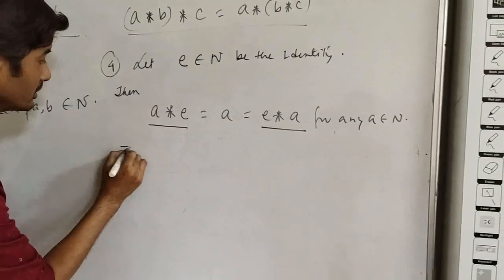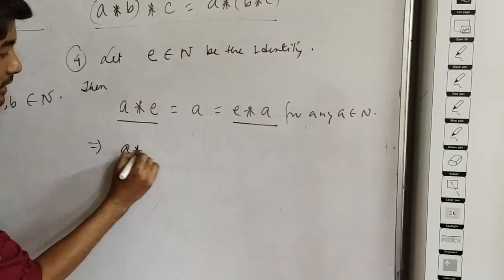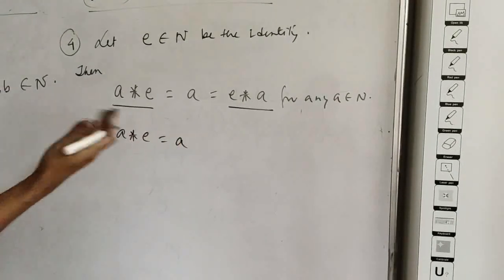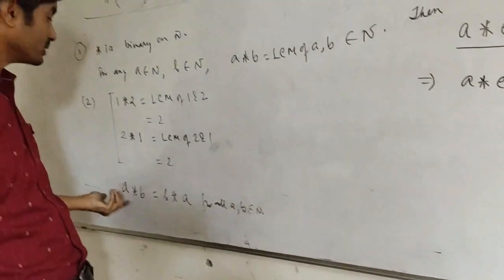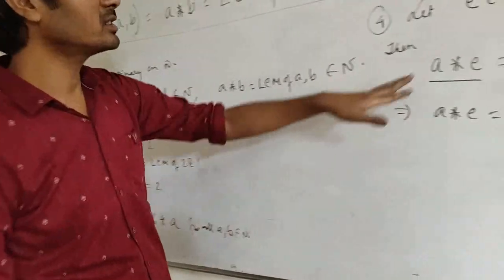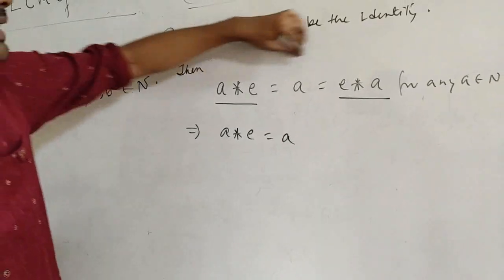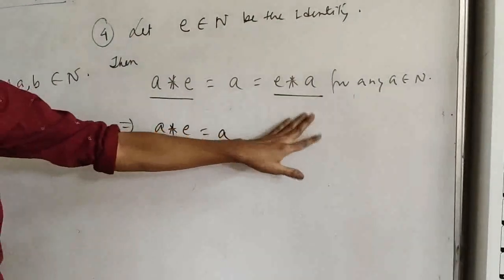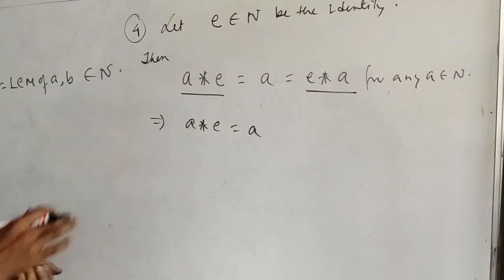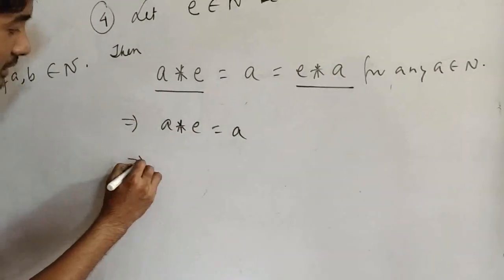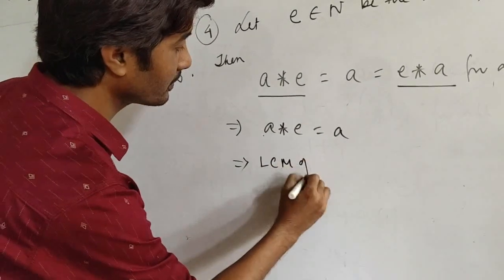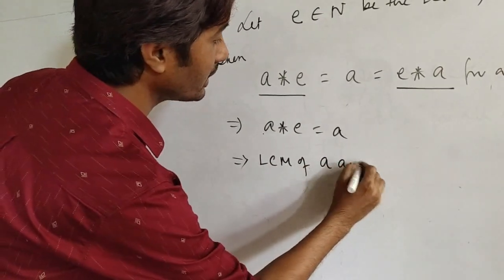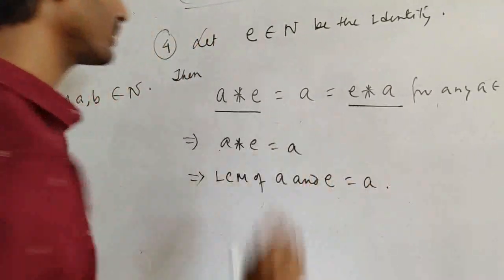So instead of taking both, I want to take any one. Suppose I take this one: A star E equal to A. Why have I skipped the last part? Because we have already seen that star is commutative. Therefore, instead of taking A star E and E star A both, I have taken only the first one, A star E. What is A star E? The LCM of A and E is A.